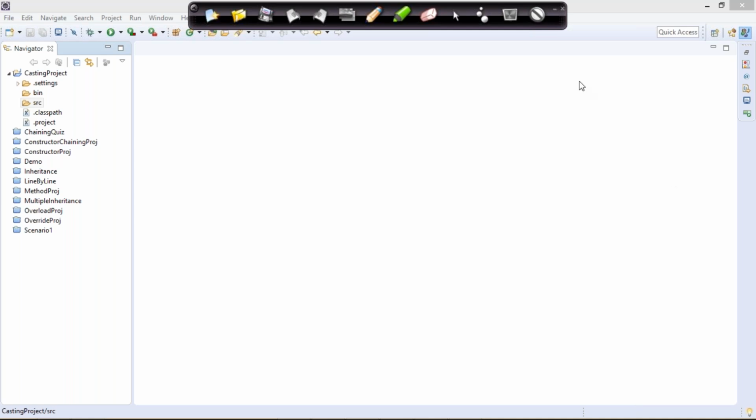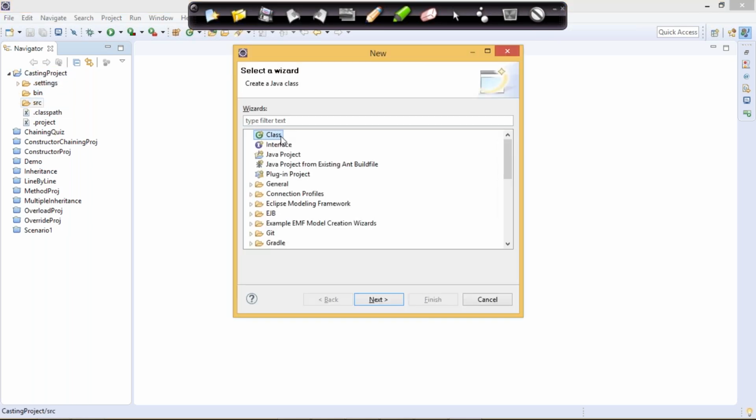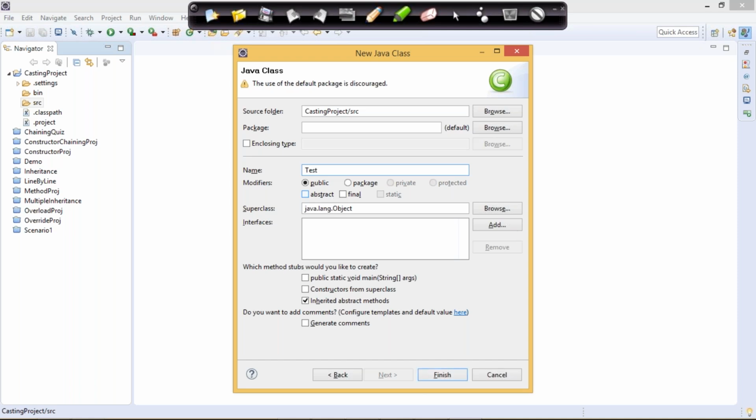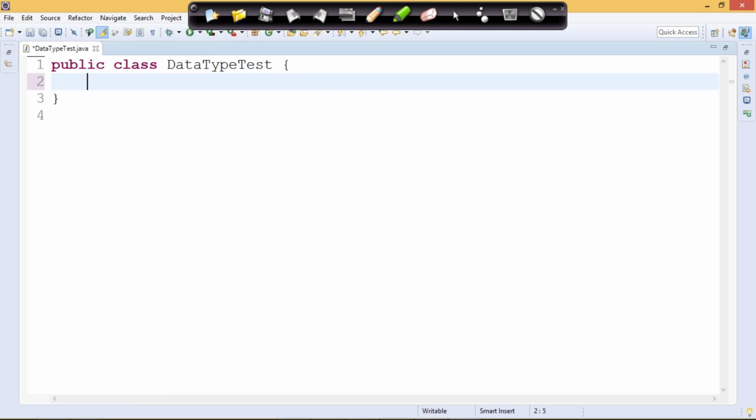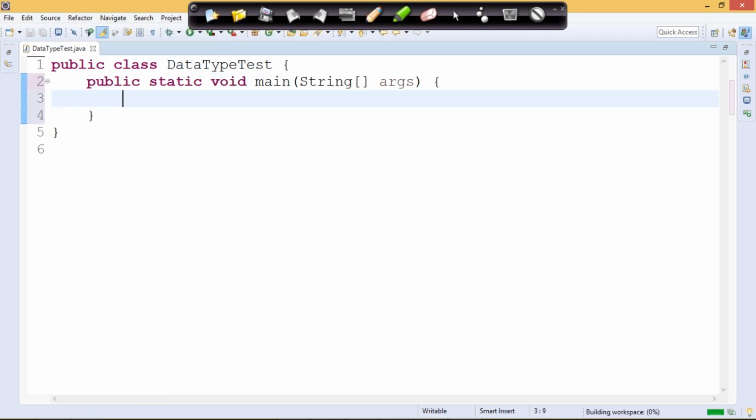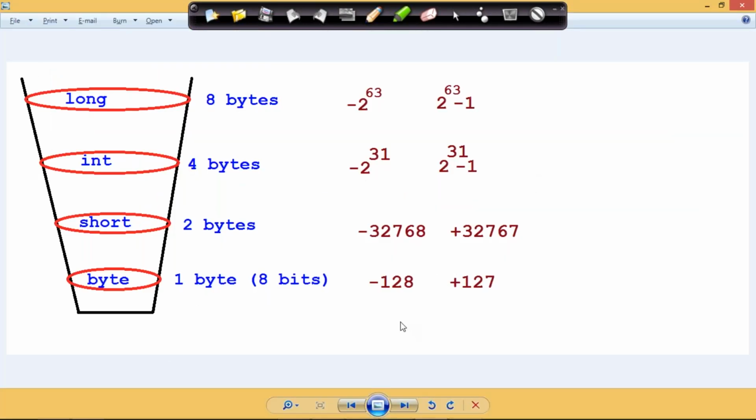Okay. Now just observe guys. I develop a program now here. I create a class called test, the data type test program, with a main method. So please observe this diagram. There is a data type called byte, which represents a number, but that number should be in the range of -128 to +127.